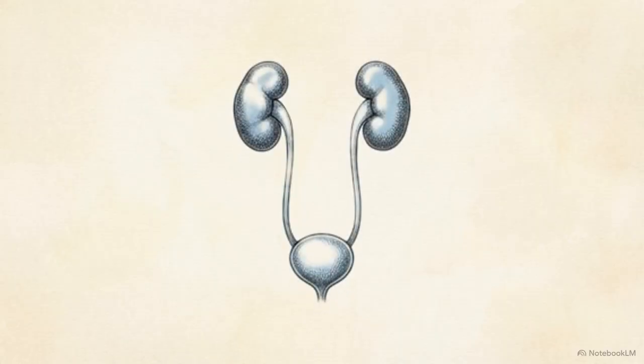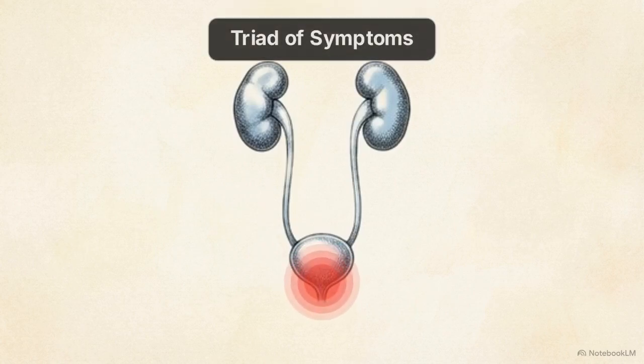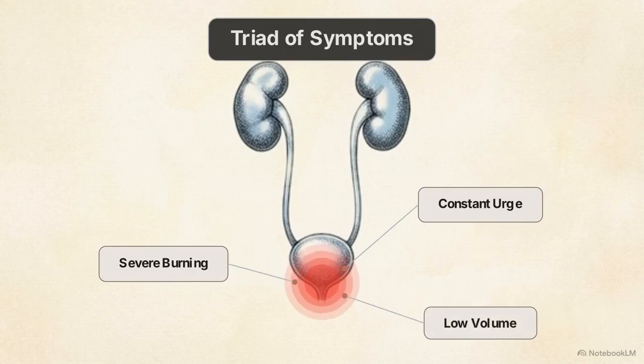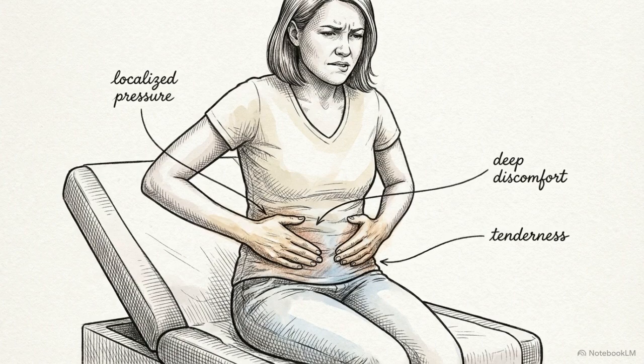This diagram shows a typical lower urinary tract infection, localized right here at the bladder. Patients will report a distinct triad of symptoms: a severe burning sensation during urination, a constant urge to go, and passing very little urine when they do. They will also describe a heavy pressure or a localized dull ache in the lower abdomen.